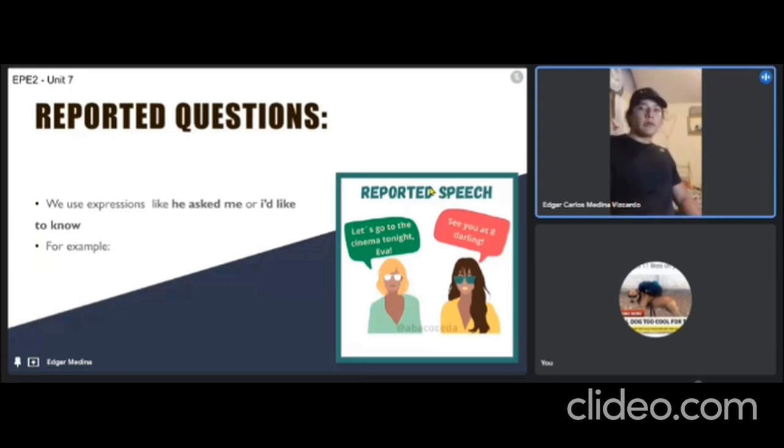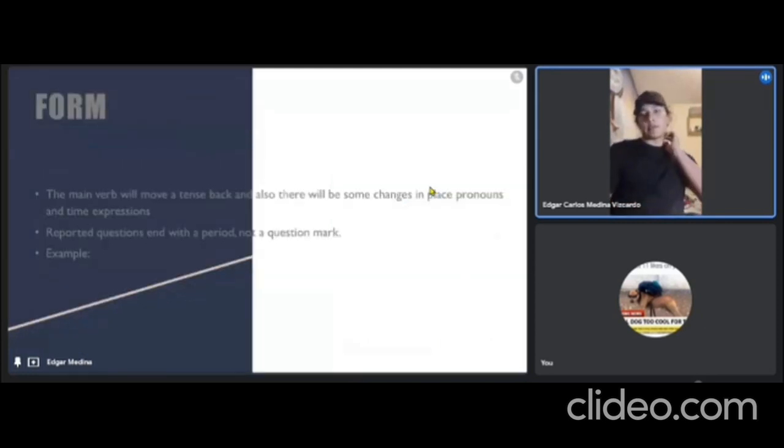Now, for the form we use in reported questions, some of the verbs are going to move a tense back, and expressions like time, pronouns, and place are going to change a little. Also, when we do a reported question, we never use a question mark. We end the sentence with a period.